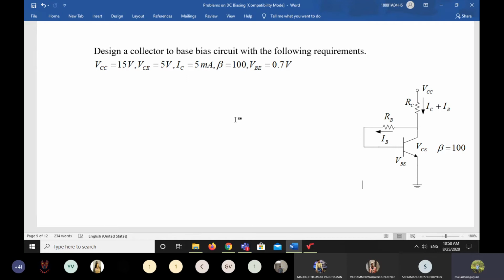Will you solve this? Any queries in this problem? Any queries in this problem? No, sir. Okay.